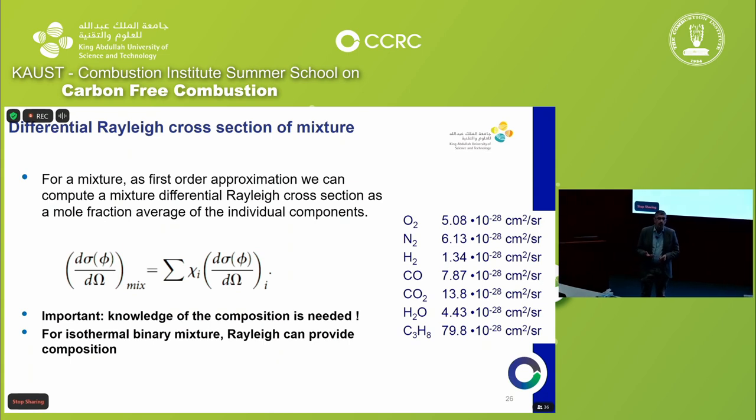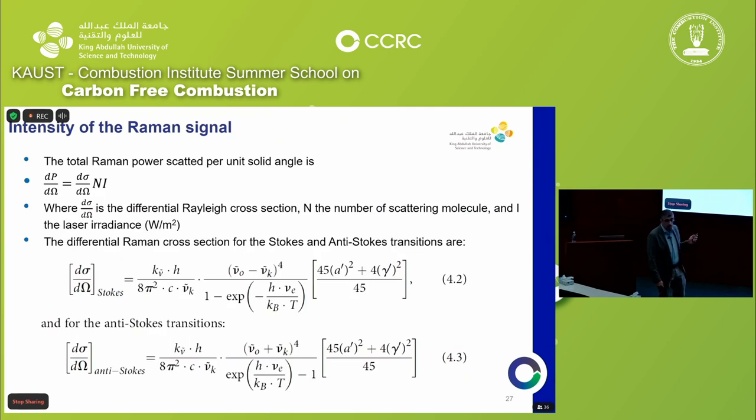Now, this is a challenge in general, because if you want to get density of your mixture or temperature, which is a more useful quantity for combustion, of course, you need to know the composition. And this is why we often couple Rayleigh scattering to Raman scattering. But it can also be an opportunity, because this allows measurements of, for example, in a binary mixture, you can use Rayleigh scattering to determine the composition of your gases. Because you know the number density, you know the temperature, you can obtain the mole fraction from the knowledge of the Rayleigh scattering field.